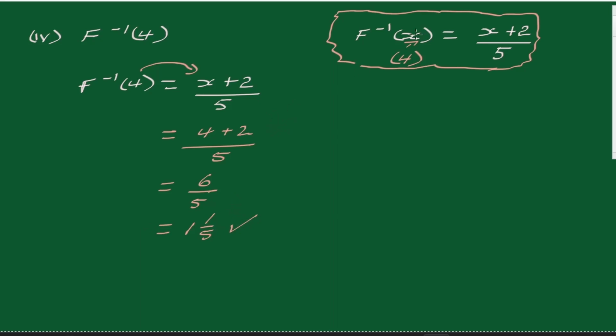Again, I'll just recap this. F inverse x, we worked out previously in the previous question. Now we are asked to take the inverse function and work out its value when the input to the function is 4. Since this is the inverse function, we're going to input 4 into this function. Wherever we see an x, we're going to replace it with 4. So we did that, and the answer became 1 and 1/5. And that's the correct answer.